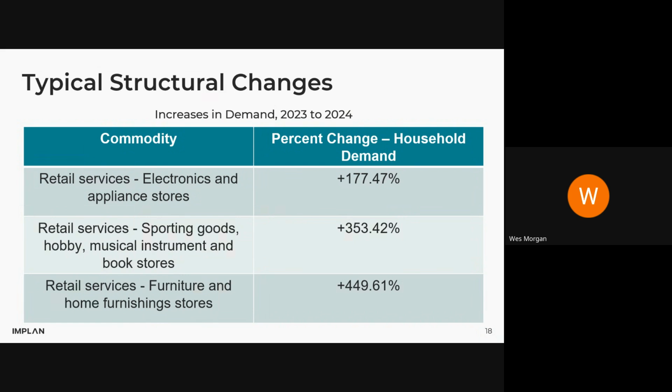On the flip side, other retail services saw sharp drops in demand. For example, miscellaneous store retailers saw about a 56% decrease in demand from households. So this is really just kind of to illustrate the idea that data can change year over year simply because of how we as consumers spend and interact with our economy.